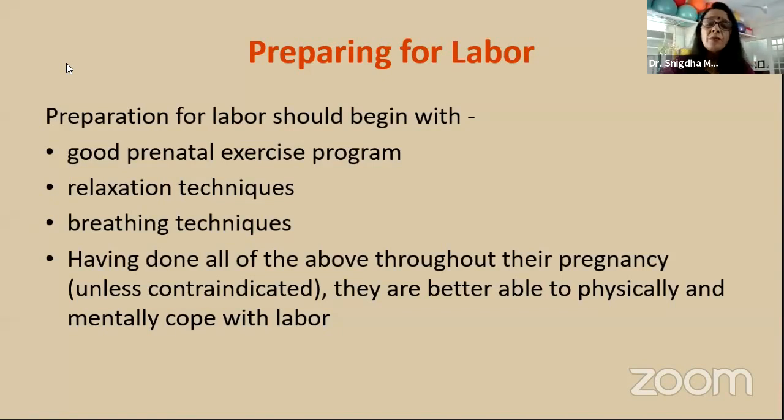If they've done all of these throughout their pregnancy, unless they're contraindicated and not able to do them, they are better able to physically and mentally cope with labor. Those that are on bed rest find it more difficult. Those who have complications find it more difficult. But most women, almost 85% of the women, should have normal deliveries and normal labor, and with a prenatal program they are better able to physically and mentally cope with labor.